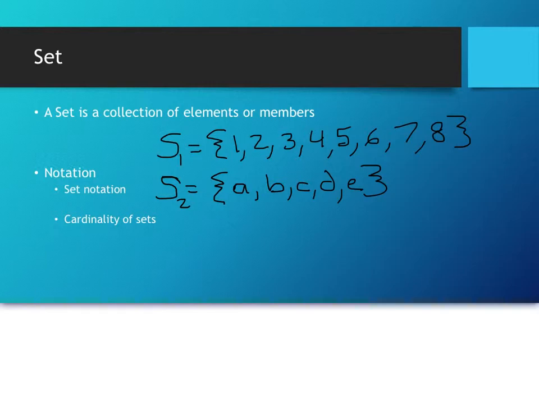Now we're going to look at the cardinality of sets, and what we mean is the size of the set. We denote it with an N of my set S. So the cardinality of set S is just the number of elements in the set. So set 1, you can see 1, 2, 3, 4, 5, 6, 7, 8. So there are 8 elements in that set. The size of set 2, or the cardinality of set 2, is 5. Alright?